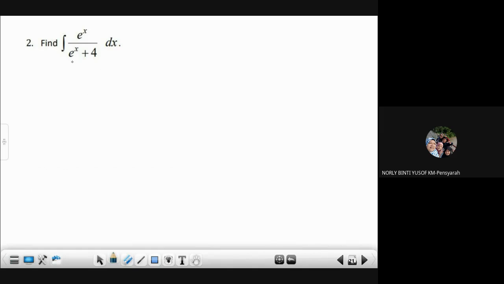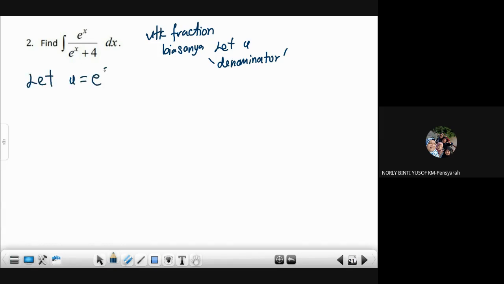Dan selalunya kita akan ambil exponential yang ada dua term lah. Maksudnya dua term lah, bukan exponential x saja, yang ada dua term macam ni. Selalunya untuk fraction lah, selalunya untuk fraction. Sekejap, saya tulis. Untuk fraction, biasanya ataupun selalunya yang jadi let u tu adalah denominator. Tapi kena tengok juga kesesuaian. Selalunya denominator lah. So this will be your u. So let u equals to e power of x plus 4.